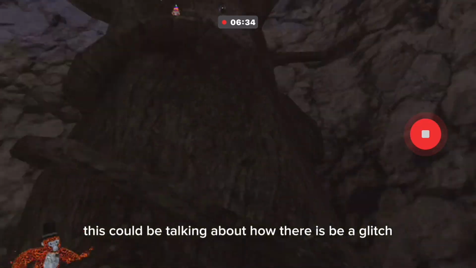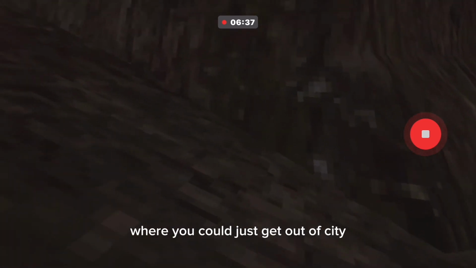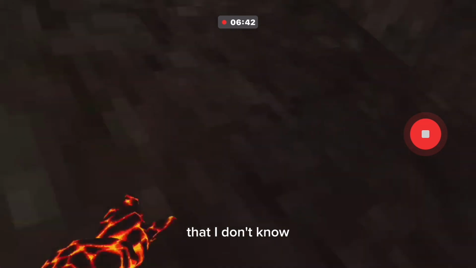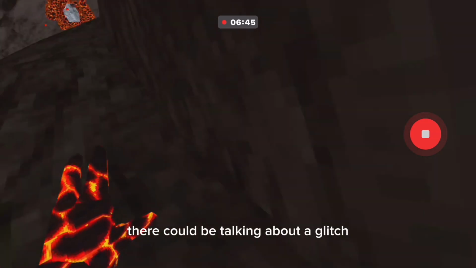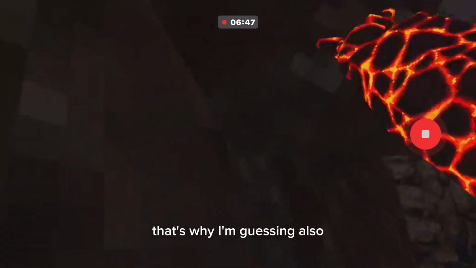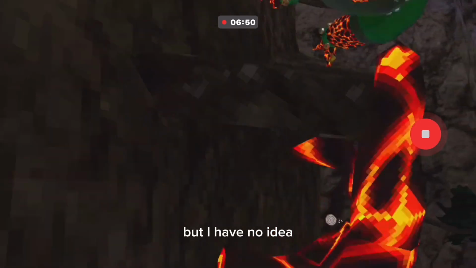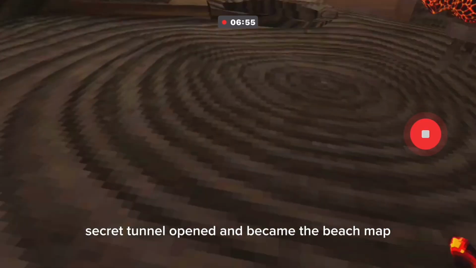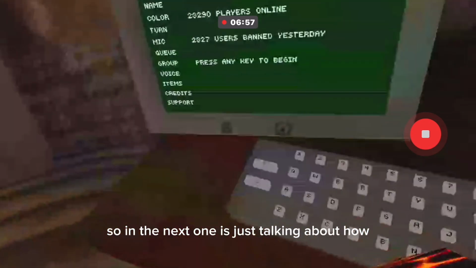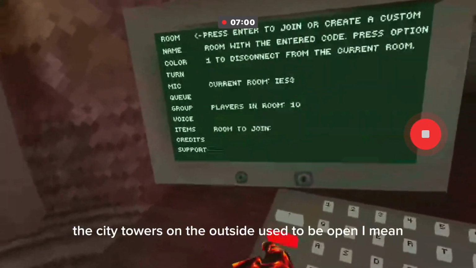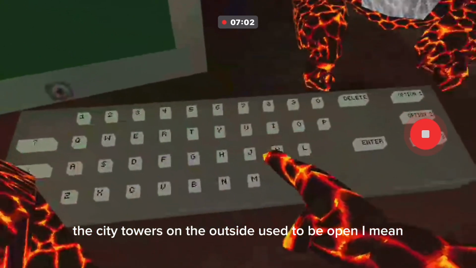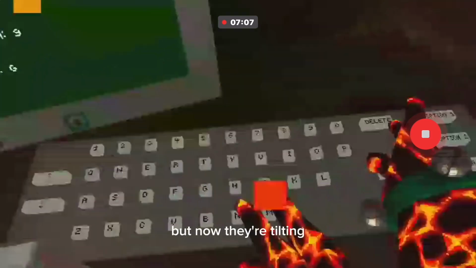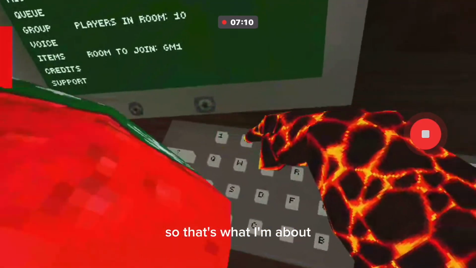This could be talking about how there used to be a glitch where you could just get out of City and stuff like that. Or this could be talking about other stuff in the City that I don't know. This could be talking about a glitch that caused you to deload City. That's what I'm guessing also, but I have no idea. Secret Tunnel opened and became the beach map, and the next one is just talking about how the City towers on the outside used to be open. I mean, it used to be standing tall, but now they're tilting, so that's what it's talking about.